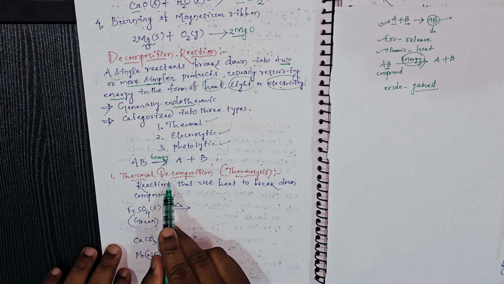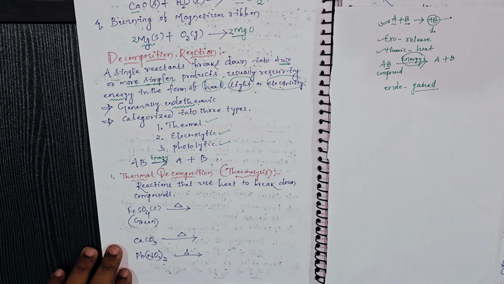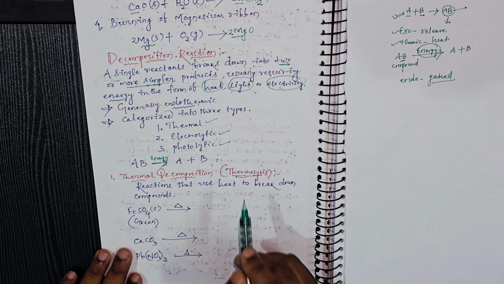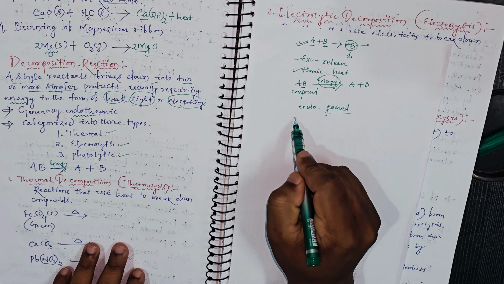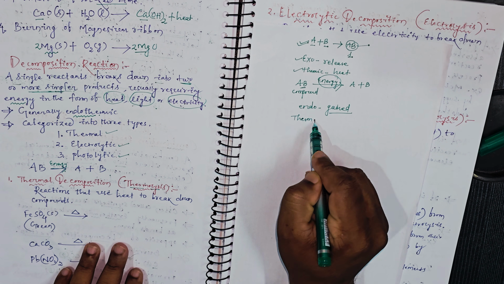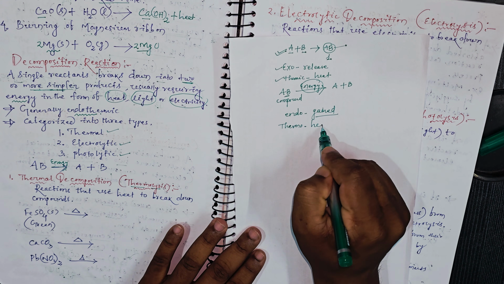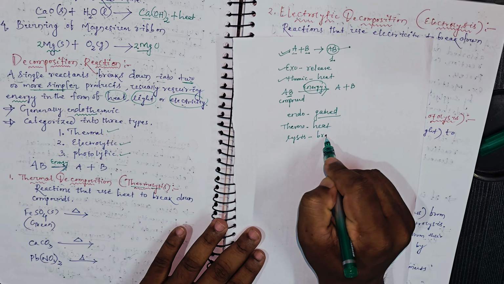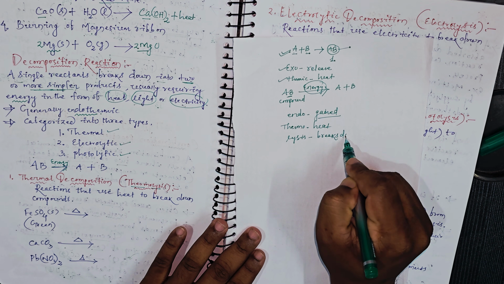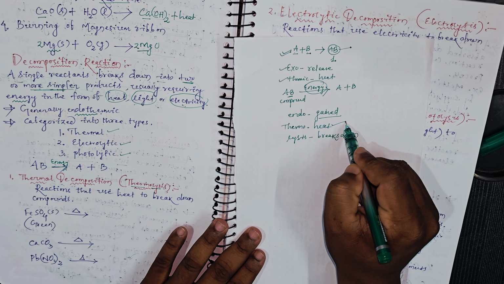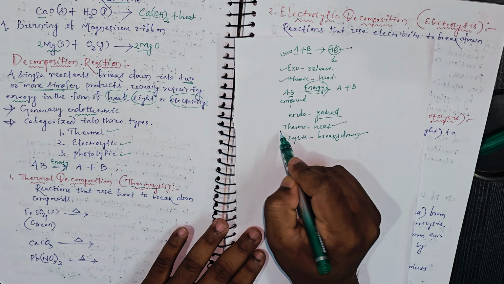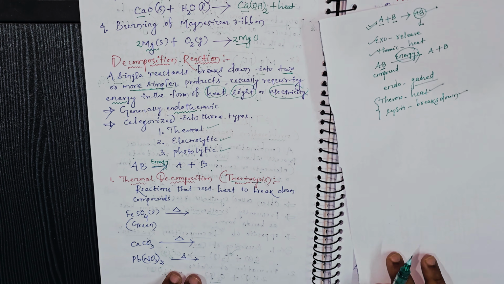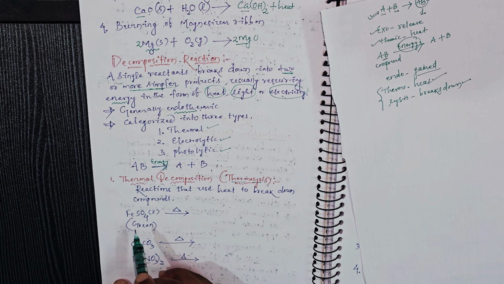Let's go with thermal decomposition reaction. Thermal decomposition reaction is also known as thermolysis. Thermo means heat, and lysis means breaks down in chemistry. I hope this is clear. That means if something breaks down by applying heat, that is called thermolysis. So here are a couple of reactions according to NCERT.